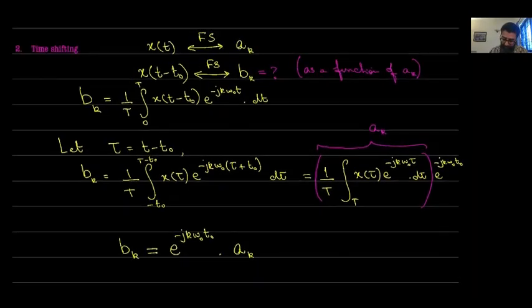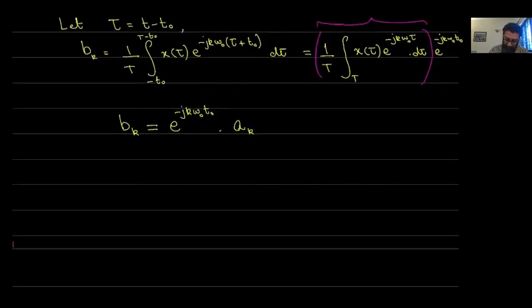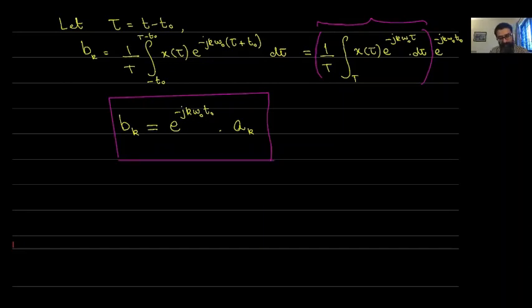So that's our conclusion. One of the things that you would immediately see is that the magnitude of the Fourier series coefficients, which are b's, is exactly the same as that of the original a sub k's, right? So that's something that you can try to verify on your own.